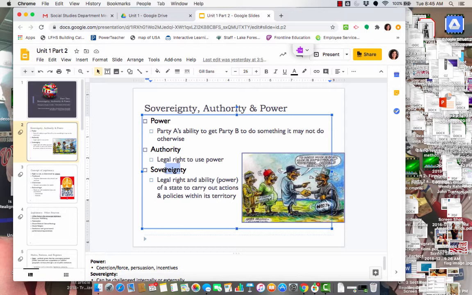And I always use the example of Family Guy. It's an old animated show. It's been on for a long time. I remember watching it when I was in college. And I started college in 2004.